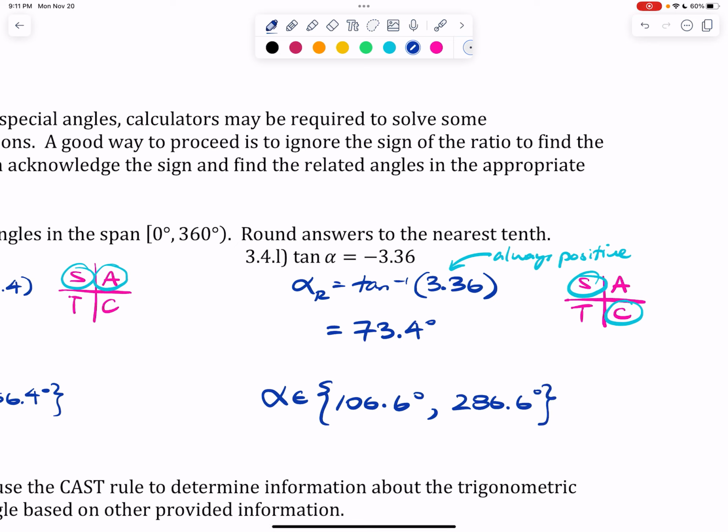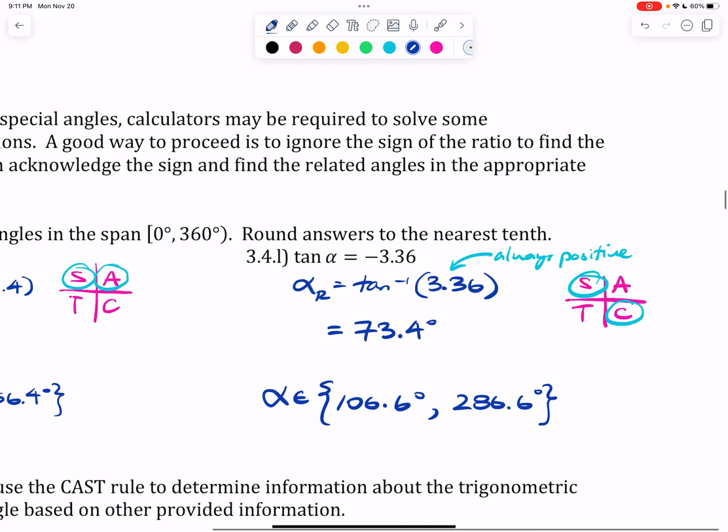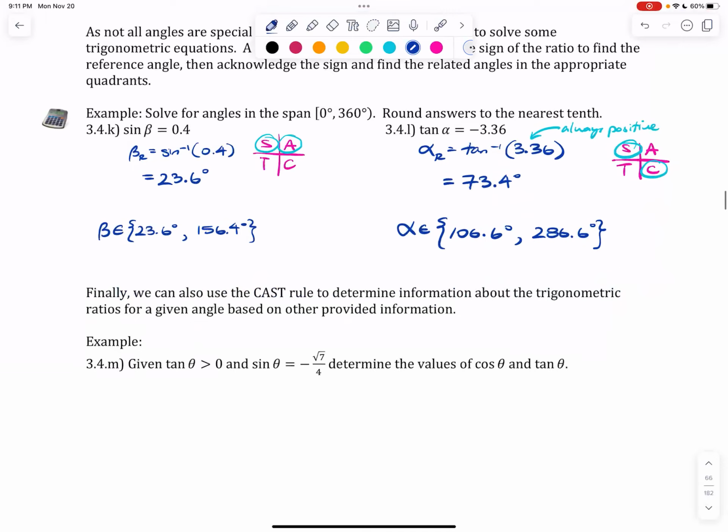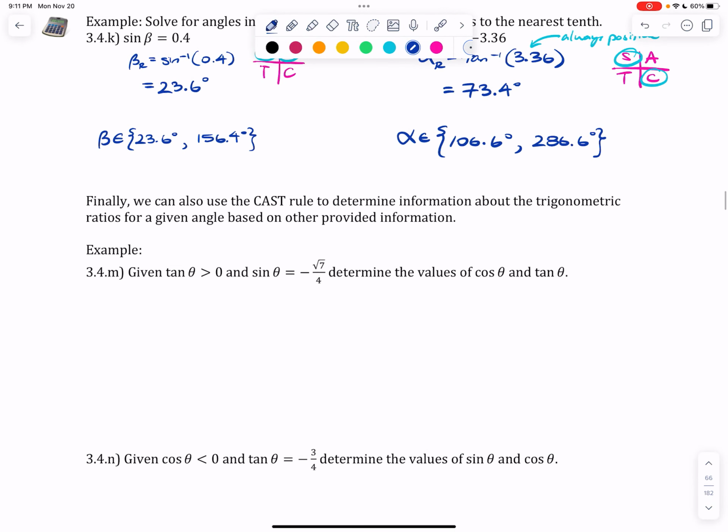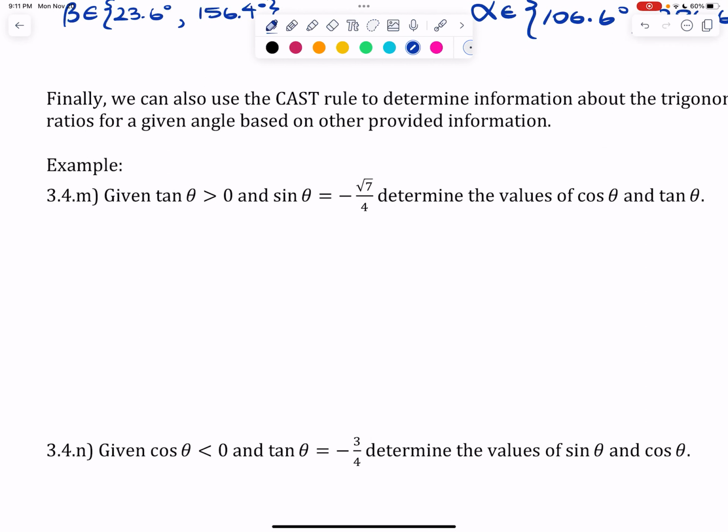So that is that. And then finally, we can use the CAST rule to find some info about a given angle just on whatever information's provided. In this situation, we need to determine cosine and tan of theta. We are told some stuff about theta that's going to help us on our quest. First of all, we're told that tan theta is positive, and we're given that sine theta has an actual straight up ratio given to us, but more than that, it tells us whether sine theta is positive or negative. So I draw this little CAST rule business right here.